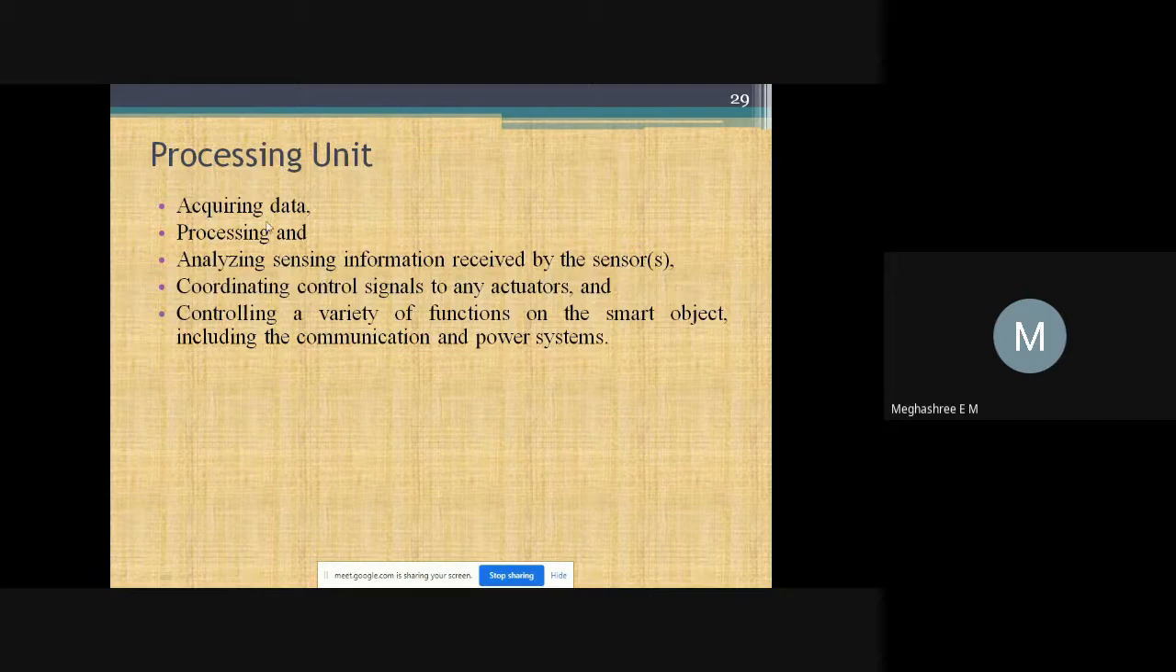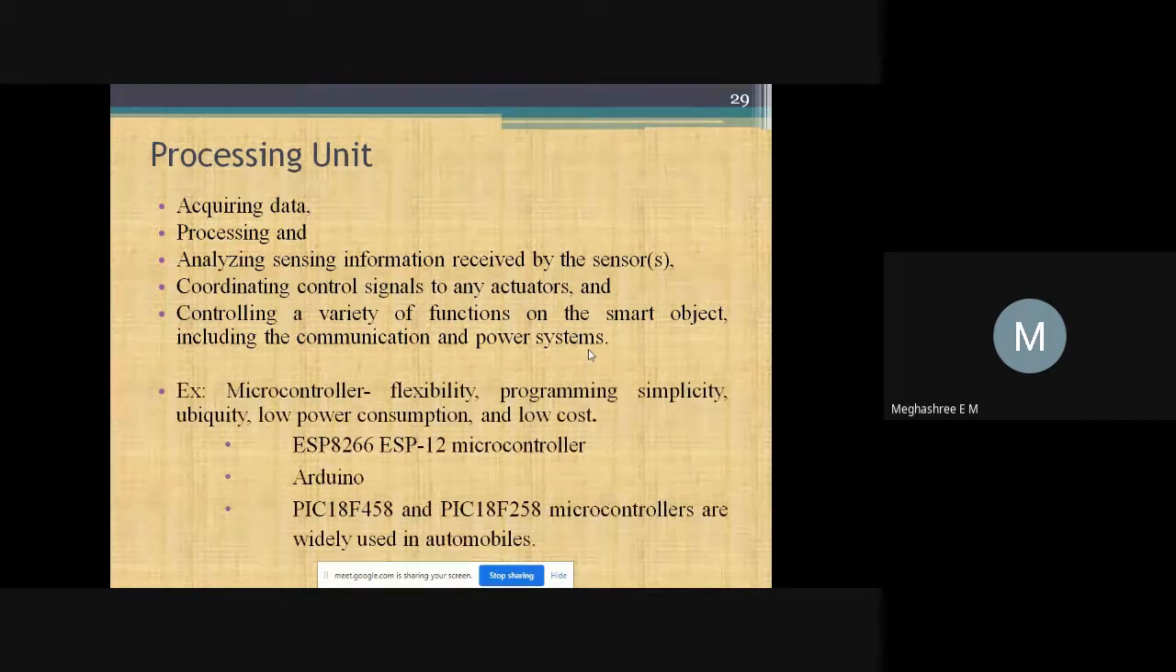The first one is acquiring the data, I mean collecting the data, receiving the data, and then processing it, and then analyzing the data received from the sensors, coordinating the control signal with the help of actuators, and then controlling a variety of functions of the smart object. It may be communication or power systems. Okay, that is the processing unit.